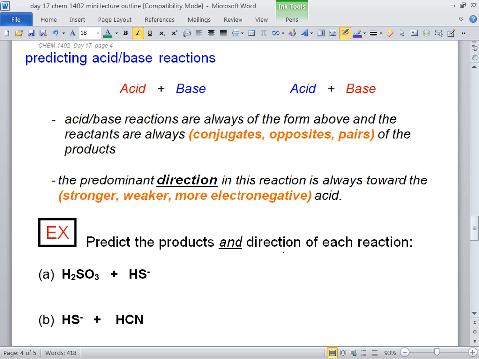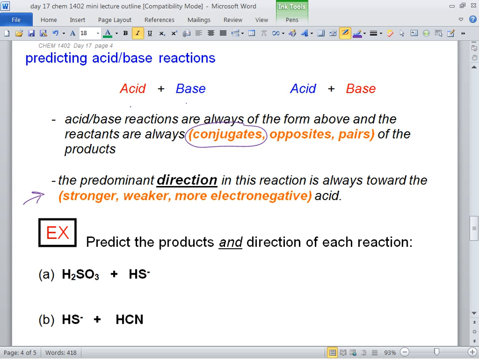So let's see if you can answer this first one. Acid-base reactions are always of the form above. So an acid and a base gives an acid and a base. Reactants are always blank of the products. Conjugates. These are always conjugate acid-base pairs. That's how you're going to predict these. If these aren't there and you have to predict them, just do conjugates. Conjugate of this one, conjugate of that one. Okay. And then the direction, right? Are you going to draw the arrows going this way? We have mostly reactants, or we have mostly products. You know, which one is right?